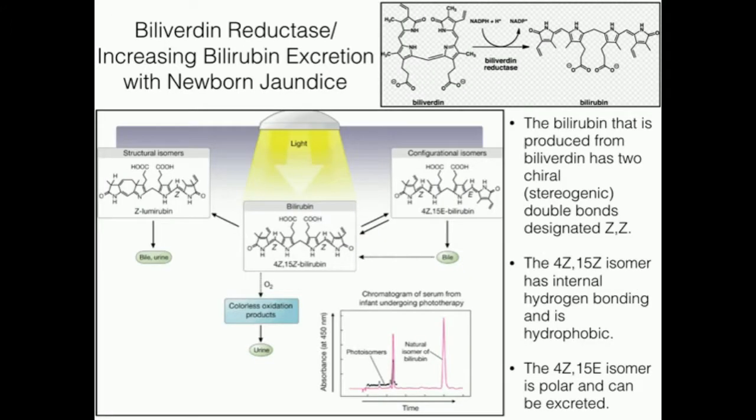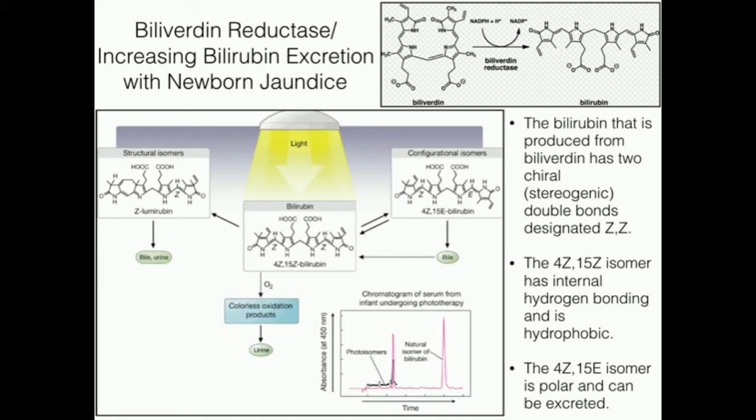So what they figured out is, and like I said, this bilirubin, its normal isomer is this ZZ. All right, so what can happen is this molecule, you shine UV light on the infant. Okay, it's not super powerful, but it's UV light. And what that does is causes a photoisomerization of ZZ bilirubin into ZE.